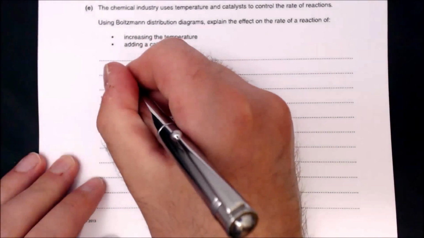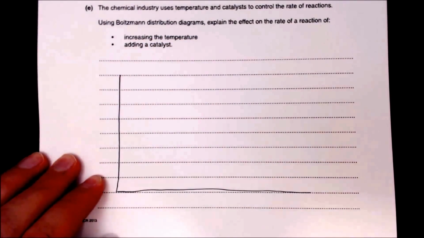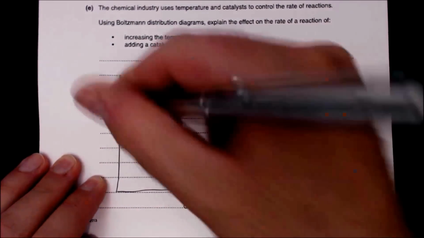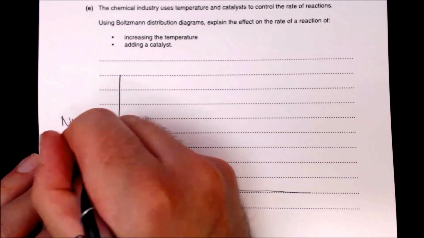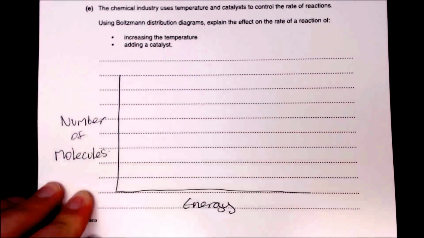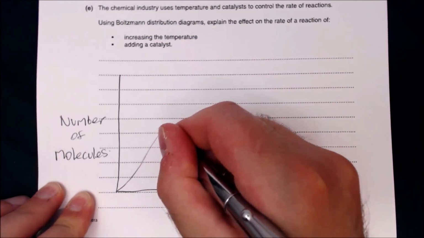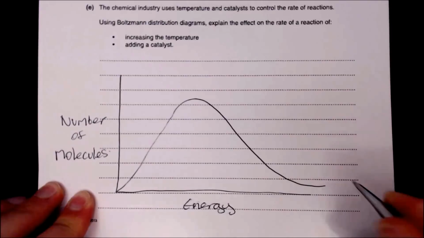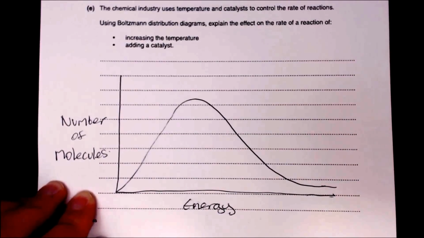So what we're going to do is we're going to draw one of them now. There you go, there's one there. And we're going to label our axes. So this is going to be energy on the bottom, and this is going to be number of molecules on the side there. Right, we're going to draw our standard distribution here. So draw that up and then make sure it drops nicely back down. Okay, right, so there's one curve there, and this is just a standard one.